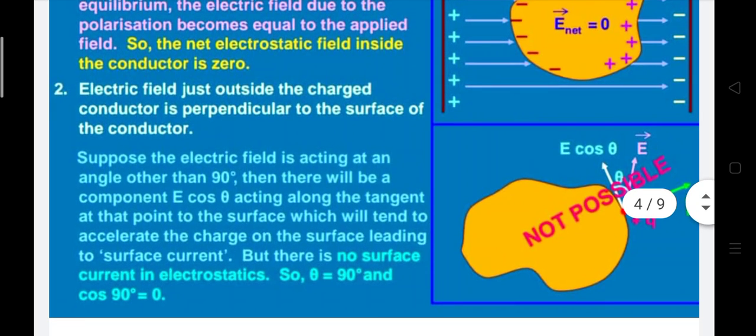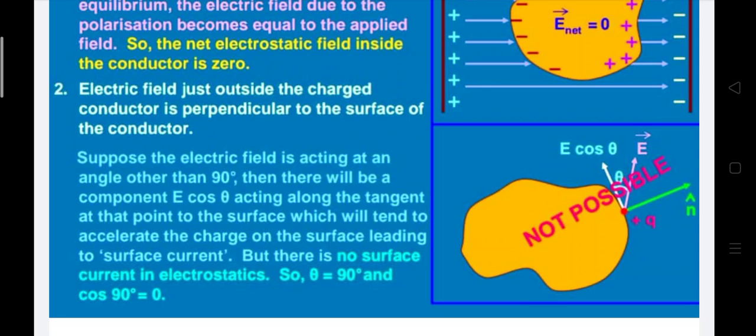How can we show this? Let us take the electric field at any angle other than 90 degrees. Then what we have to do is resolve it into two components. E cos theta will be tangential to the surface.